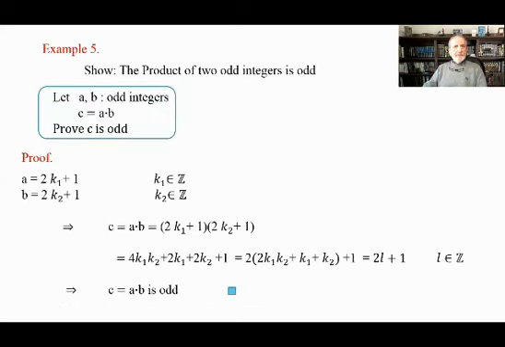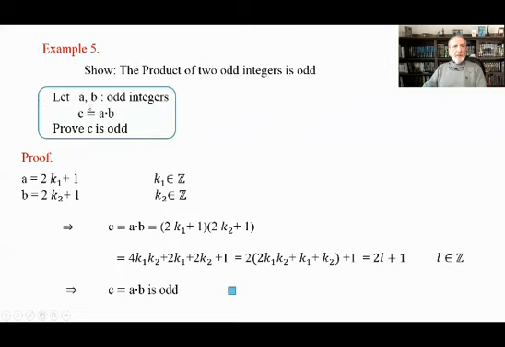Example number 5. The product of two odd integers is odd. So if I take two odd integers, say 3 and 5, 3 times 5, 15 is odd. Take 5 and 7, 5 times 7 is 35, which is odd. So I'm trying to understand the question.